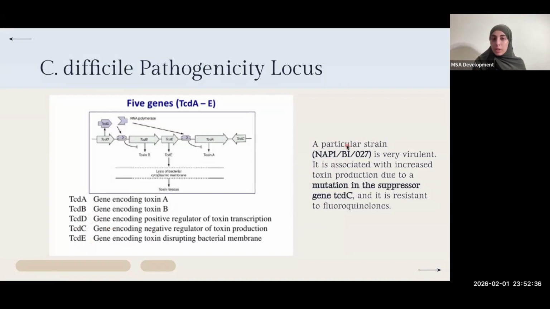And you have a particular strain of C. diff, which is this one, NAP1/BI/027. This strain is very virulent. Why is that? Because it has a lot of toxin production because it has a mutation in the suppressor gene, which is TCD-C. Remember, C closes the toxin production. In this strain, this C gene is mutated. So you don't have anything that's suppressing the production of toxins, so you have so much toxin being produced. That's why this strain is very virulent and is resistant to fluoroquinolones.